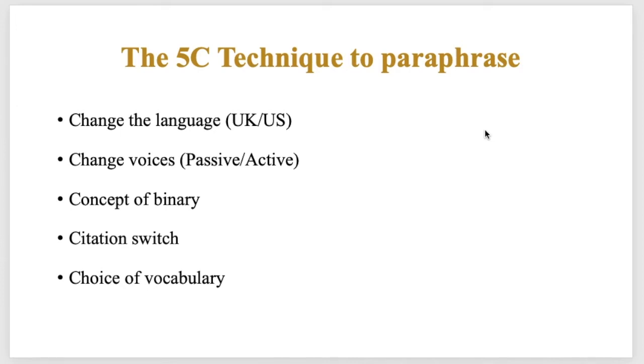One of the techniques to paraphrase is called the 5C. What is the 5C? We will go one by one. Number one is change the language from UK to US, US to UK. Change voices, passive and active. Concept of binary, citation switch, and choice of vocabulary. We go one by one.